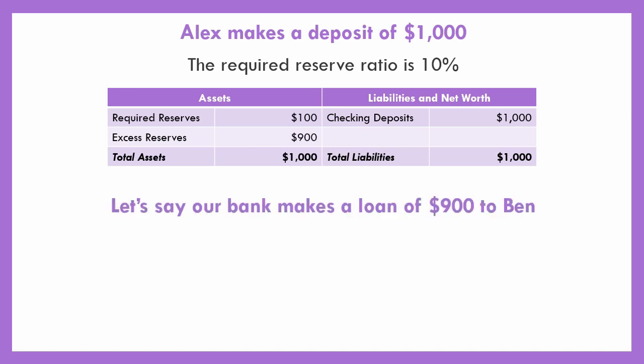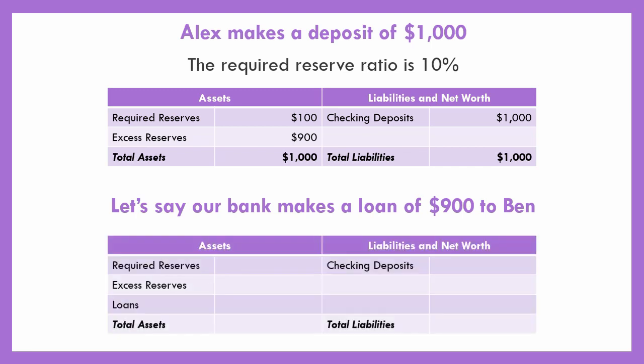So let's say then we have Ben who comes along, and Ben says, hey, I want to buy a new bicycle. It's going to cost me $900, so I want to take out a loan. Well, what does the balance sheet look like then? Well, remember that deposit still stays at $1,000. And the reason it stays at $1,000 is because we still owe Alex that $1,000. If Alex came back and said, I want my money back, we owe him $1,000, right? That's a liability. Now over here, we see that it still balances out. Our required reserves is still $100, but that $900 has now moved from being excess to being a loan. We've loaned it out. We've extended it out. So then excess reserves is 0, all right?